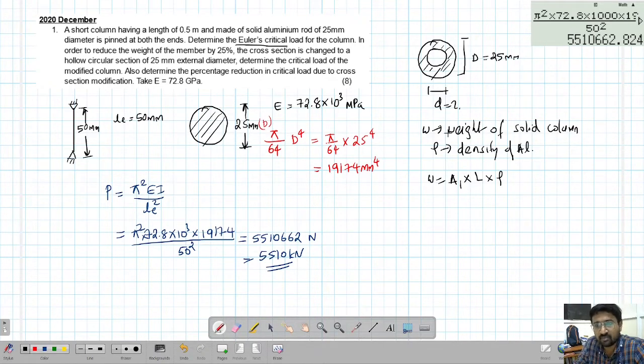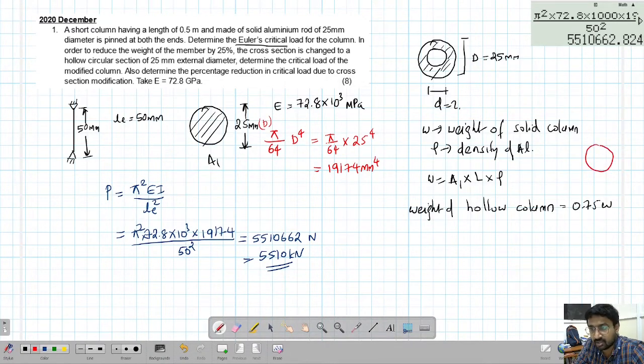Now the weight of the hollow column is, so this I'll call A1. The weight of the hollow column is reduced by 25%. That means the weight of the hollow column is nothing but 0.75 times W. So the total weight, if it is 1, 25% of the weight is removed. So the remaining weight will be, 25% is 1/4, so the remaining 3/4, that is 75% of the weight. So that is 0.75 W.